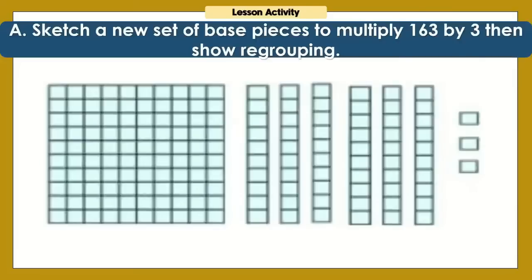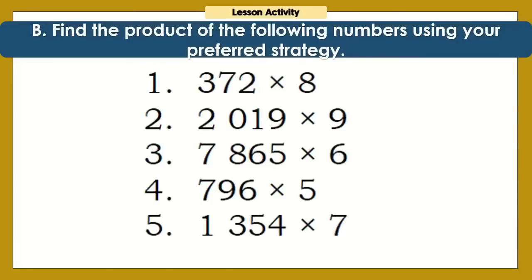Lesson activity. Sketch a new set of base pieces to multiply 163 by 3, then show regrouping. Find the product of the following numbers using your preferred strategy. Number 1, 372 times 8. 2, 019 times 9. 7,865 times 6. 796 times 5. 1,354 times 7.